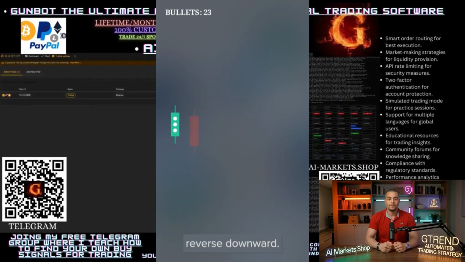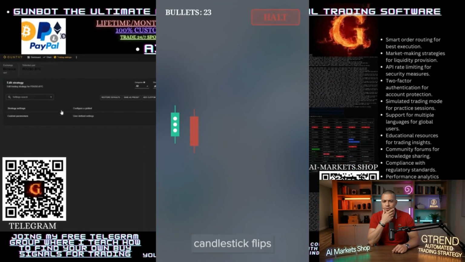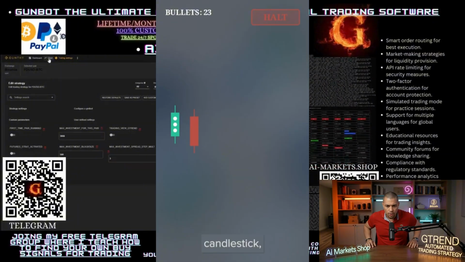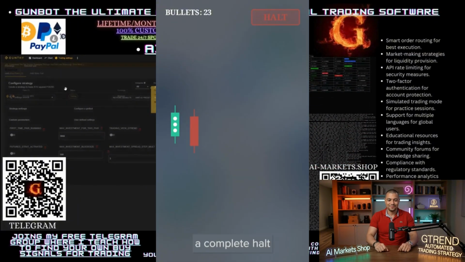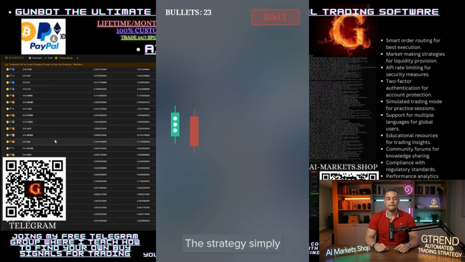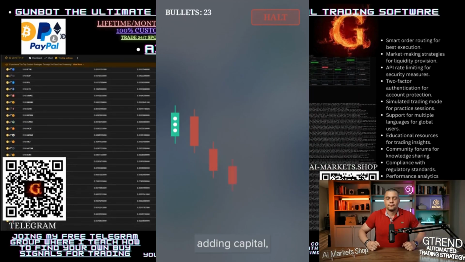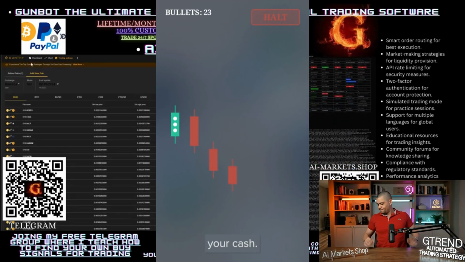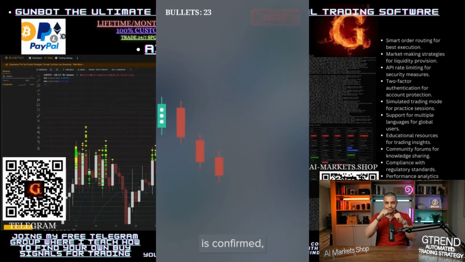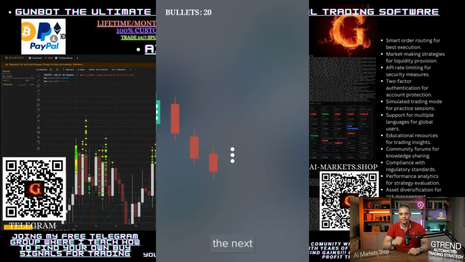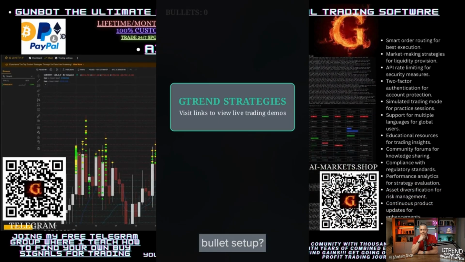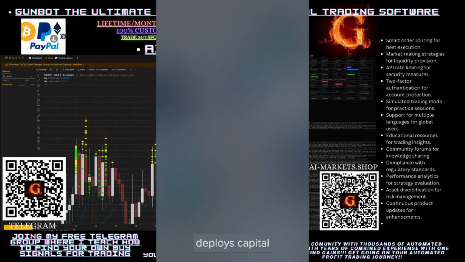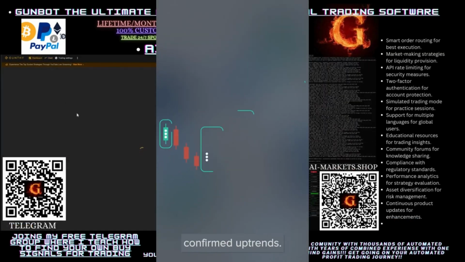But market trends reverse downward. When that green candlestick flips to a bearish red candlestick, the system executes a complete halt on all buying. The strategy simply follows the price down without adding capital, protecting your cash. When a new green bullish candlestick is confirmed, the system executes the next 3-buy block, and that 26 bullet setup automatically deploys capital safely across confirmed uptrends.